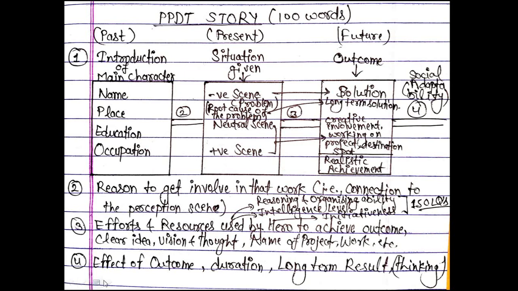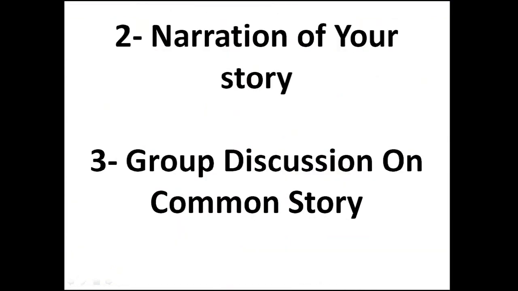Now fourth, it is the effect of outcome and duration. Whether the result of the efforts your hero has done was for a short duration or a long duration. Second task is narration of your story. You will go into a hall and sit in a semicircle or circular group, as it depends on the officers or the assessors who are present over there. You have to narrate your own individual story within 40 seconds. And third, without any pause, your group discussion will start to frame a common story on the same picture which you have seen. There will be only one picture shown in this PPDT, as it is a screening test.